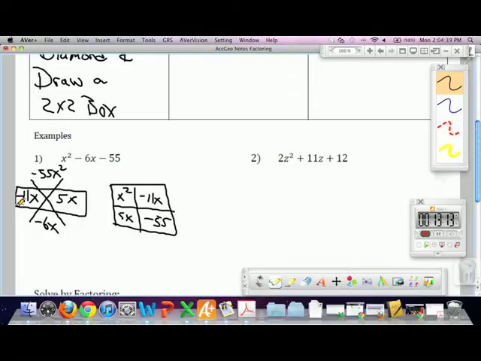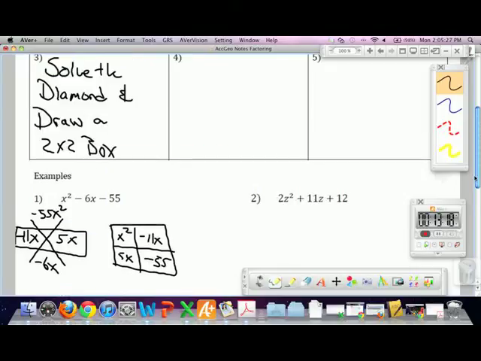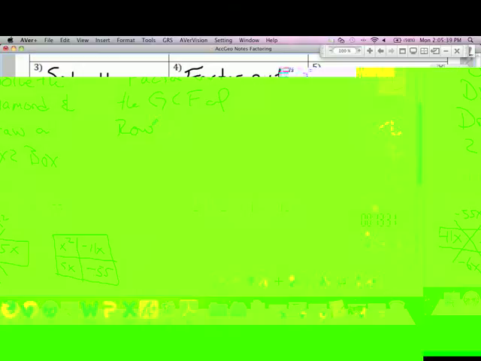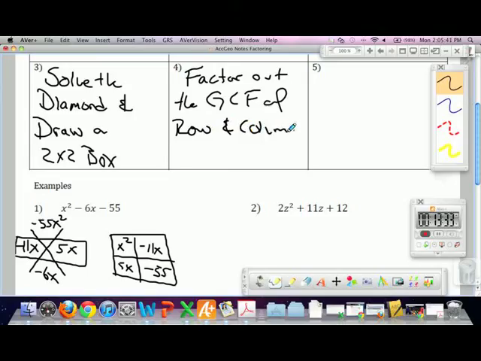Once we got the box created and filled in, we're going to factor out the GCF of each row and column. So I'm going to look at each. We'll go rows first. So what's the GCF? What's in common amongst the x squared and the negative 11x? So I'll write an x off to the left here. What's in common between 5x and negative 55?